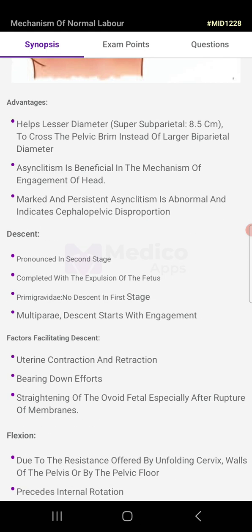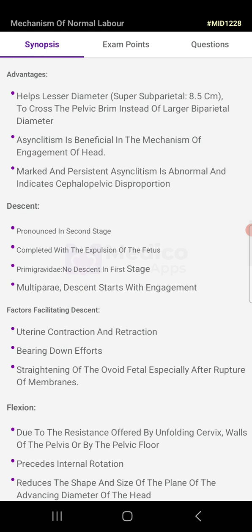Advantage: the lesser subparietal diameter of 8.5 cm crosses the pelvic rim instead of the larger biparietal diameter. Asynclitism is beneficial in the mechanism of engagement of the head. Marked and persistent asynclitism is abnormal and indicates cephalopelvic disproportion. Descent is pronounced in the second stage and completed with the expulsion of the fetus. In primigravida, there is no descent in the first stage. In multipara, descent starts with the engagement.